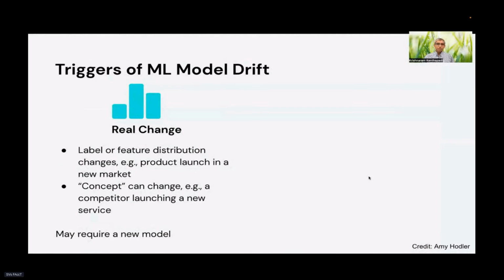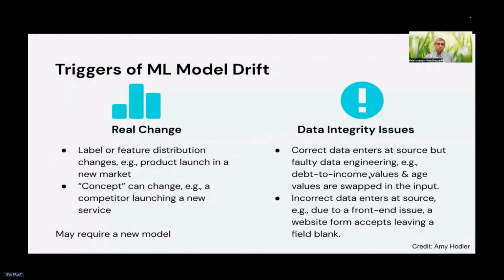The other type of trigger is the broad class of issues called data integrity issues. This is a setting where the underlying foundations have not changed, but the data that is fed into the machine learning model may be corrupted. One setting where this can happen is when the correct data is obtained at the source, but due to some bugs in the data engineering pipeline, things get misrepresented.